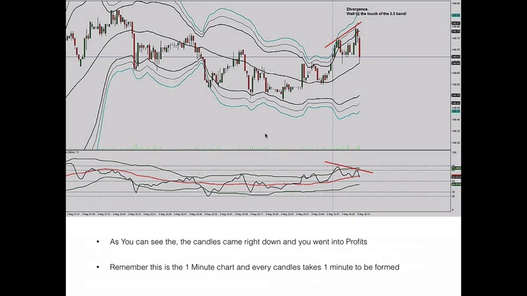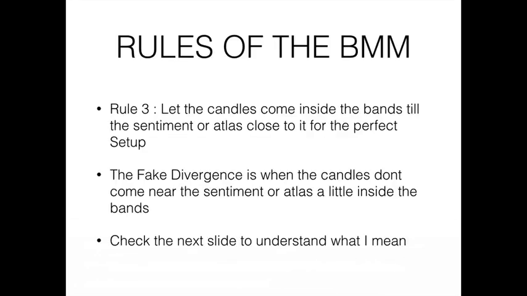Remember, this is the 1 minute chart, and every candle takes 1 minute to form. The candles are gonna make you so much money if you respect them. Okay. Rules of the BMM method, I mean the binary millionaire method. Rule number 3: let the candle come inside the band till the sentiment line, or at least close to it, for the perfect setup. I mean, there are a lot of fake divergences, and that is something which is going to make you a lot of losses. So you have to stay away from the fake divergences, and I will show you what I mean by that.